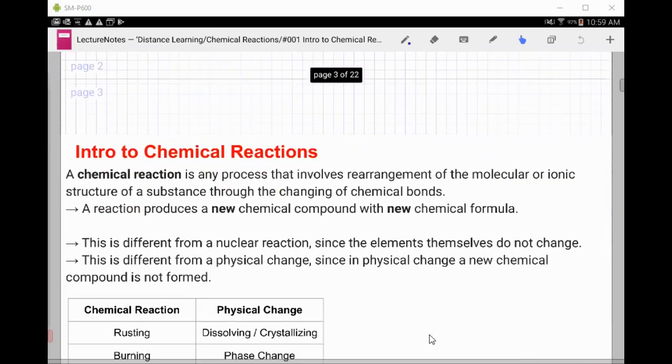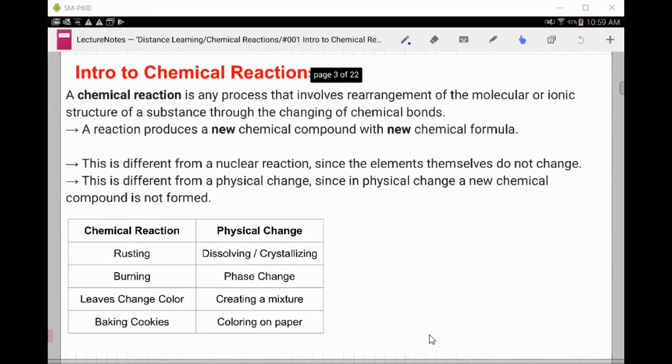So we're going to start first and foremost with what a chemical reaction is. It's defined as any process that involves the rearrangement of bonds, whether those are covalent bonds or ionic bonds in a substance. And since this is happening, the result of a chemical reaction is always going to be making a new compound with a new chemical formula. Right? In some way, shape, or form those chemical bonds are changing.